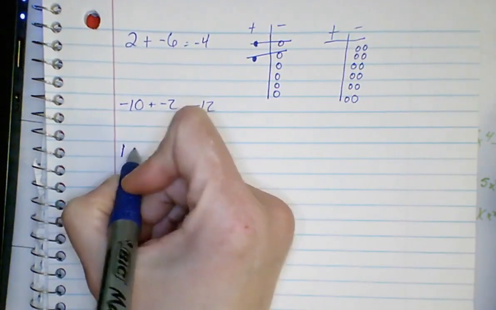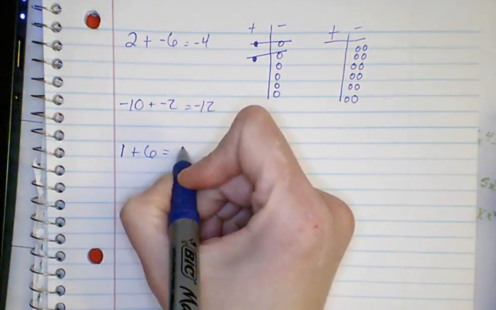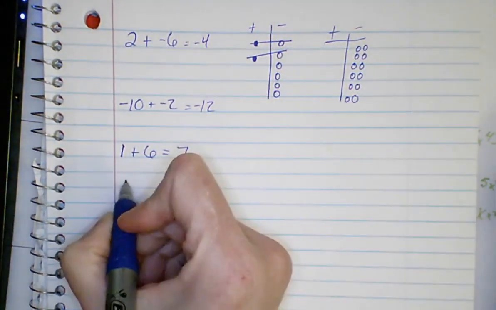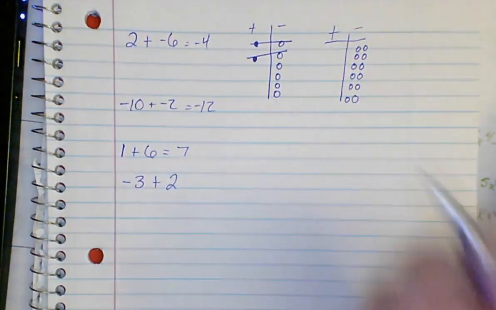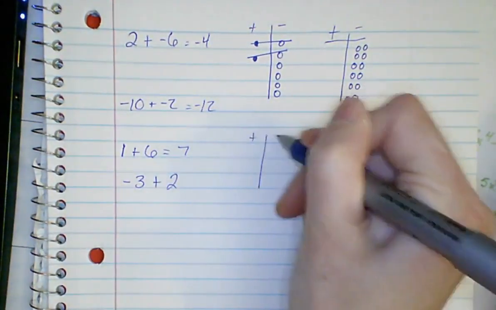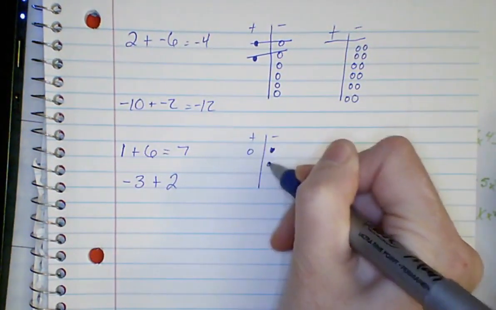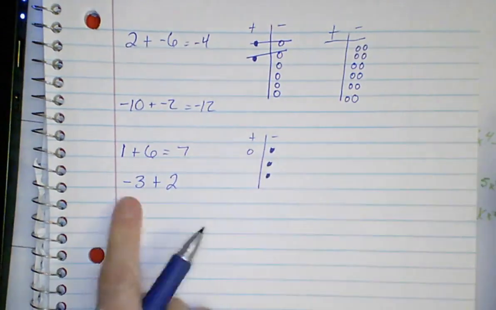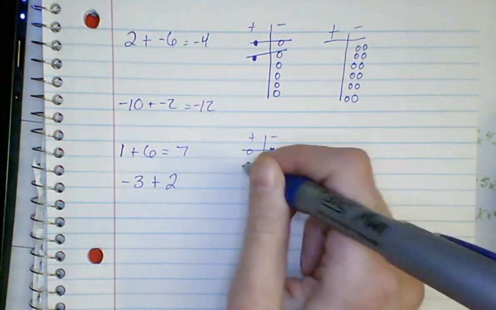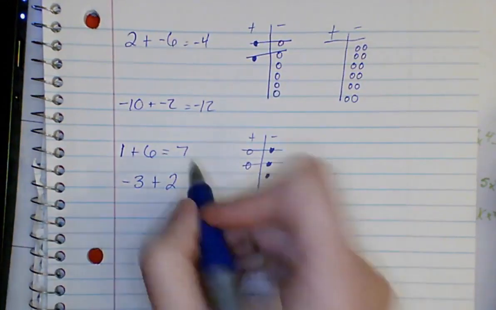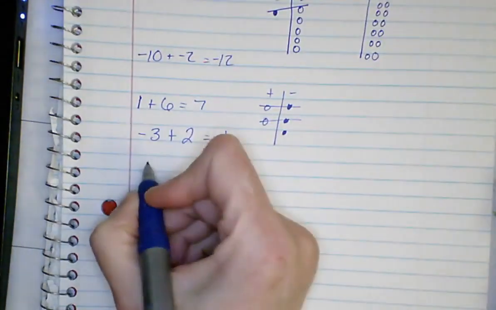Same thing with just like 1 plus 6, that would be 7. Negative 3 plus 2, for instance. So one side's positive, one side's negative, so we have 3 negatives and 2 positives. And what we're going to do is they go to battle 1-on-1, and we have a negative 1 remaining.